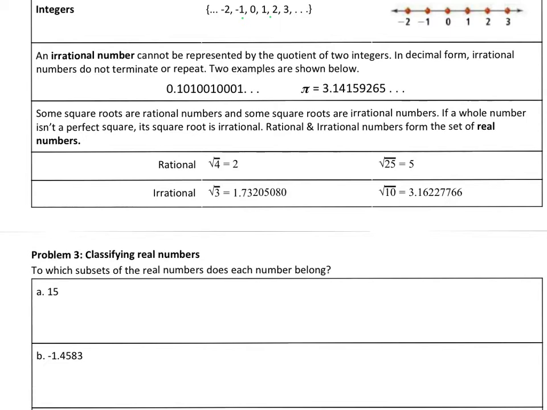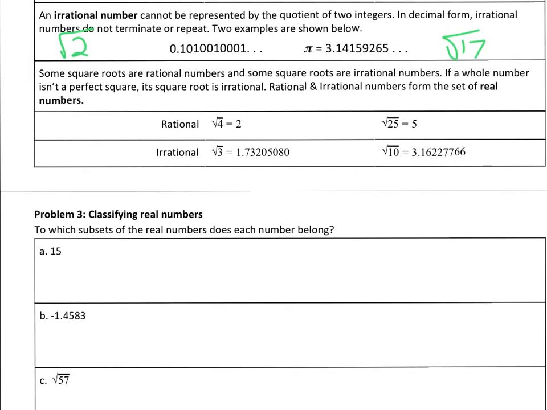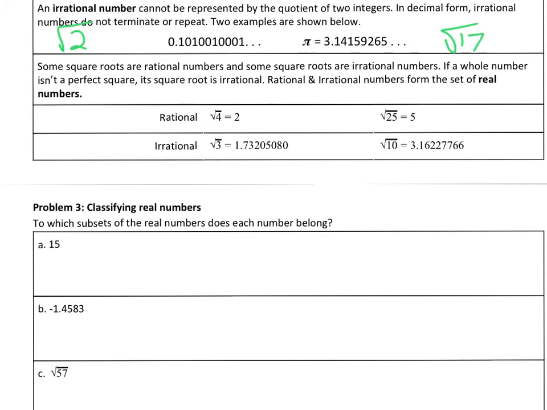So a couple examples is one like 0.10100100001. It has a pattern, but it does not repeat. Okay? So patterns are different from repeating. And pi is an example of another irrational number. Another example of an irrational number is any square root that's not a perfect square. Square root of 2 is irrational. Square root of 17 is irrational. So square roots of non-perfect squares are irrational numbers. If a whole number isn't a perfect square, its square root is irrational.